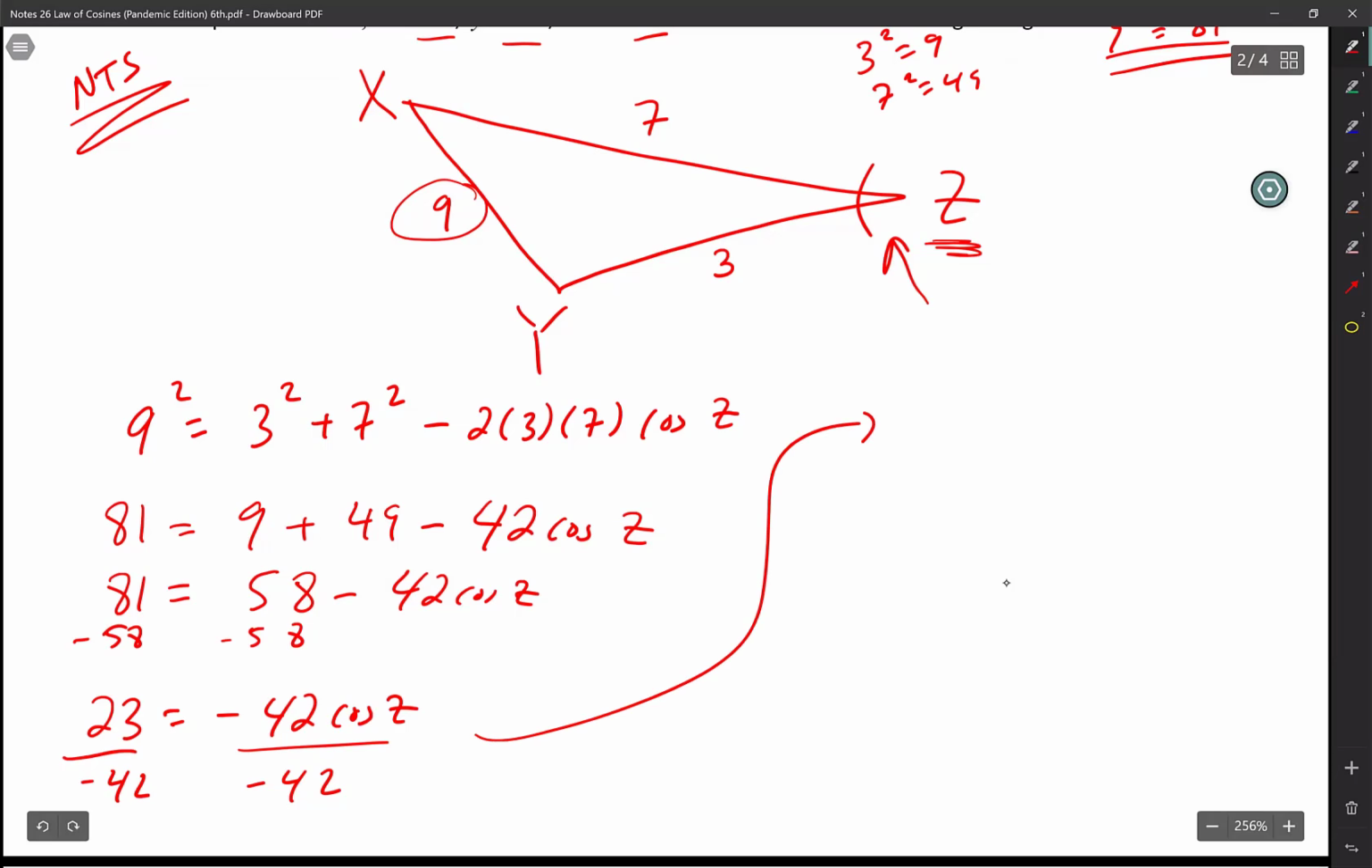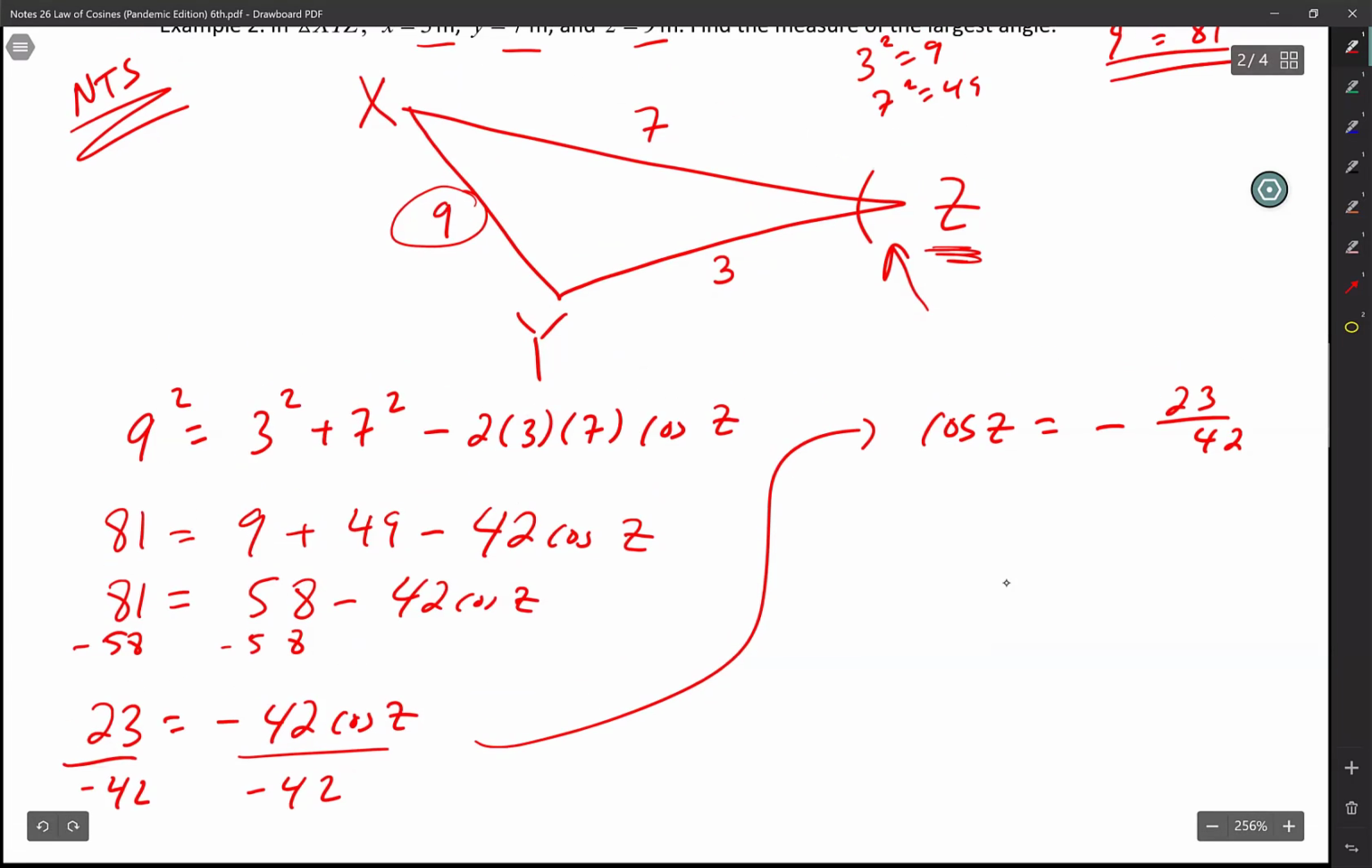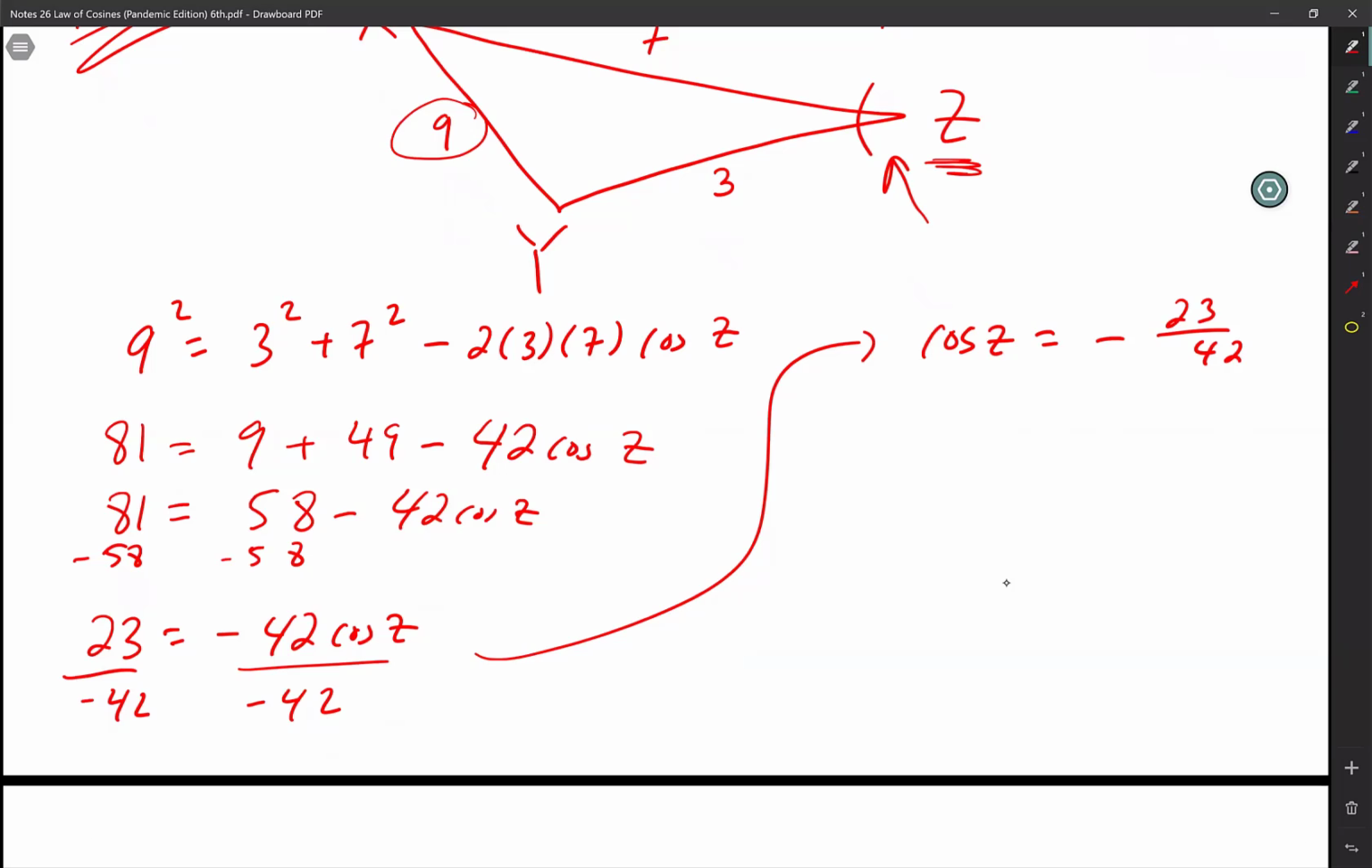I'm going to rewrite this right over there. So now I have cosine Z is equal to negative 23 over 42. You don't have to put the negative in the front there, guys. I just had a professor who traumatized me, and he would always. Anyways, let's not talk about that. So there it is. If you want to put the negative with the 42, that's fine.